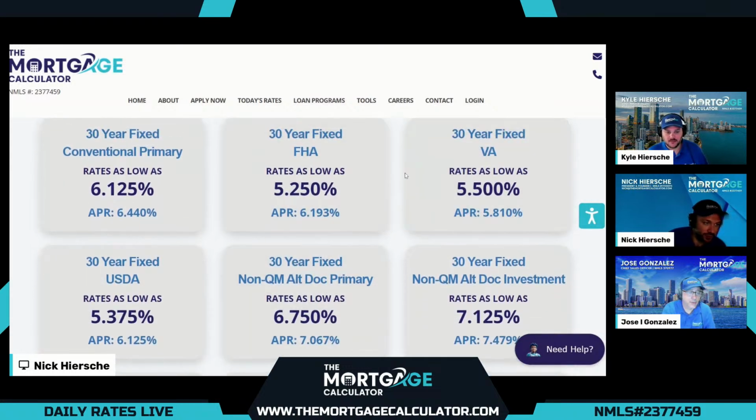And the final option for a standard government agency program is our USDA option for properties in USDA eligible areas, the rural areas of the country. If the property is eligible and the customer is eligible, these are good options. Rates as low as 5.375.